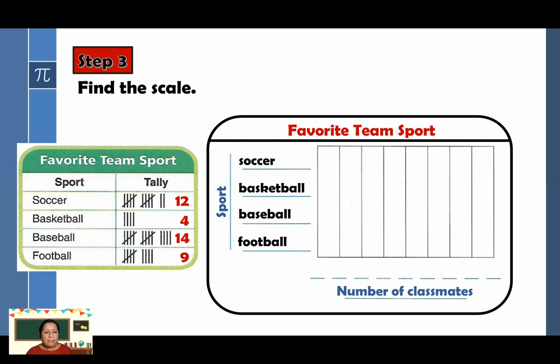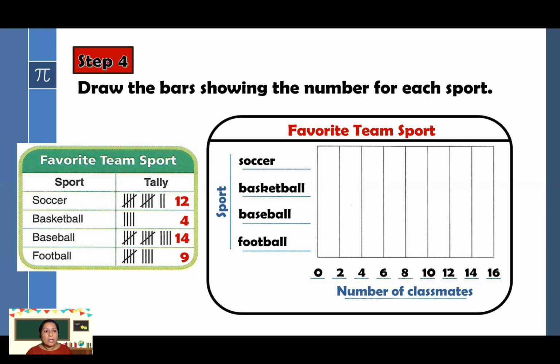The step number 3 is going to be finding the scale. To find the scale, first I have to find the least number, which is 4, and the greatest number, which is 14. When I look at all the numbers, I notice that most of them are multiples of 2. So for my scale, I'm going to choose counting by 2s. So as I place the numbers, I can see that I can fit all the numbers in my chart.